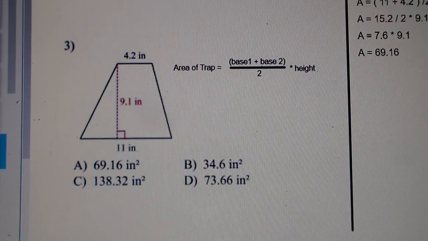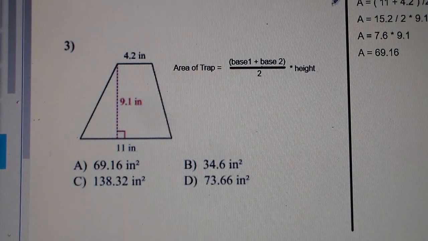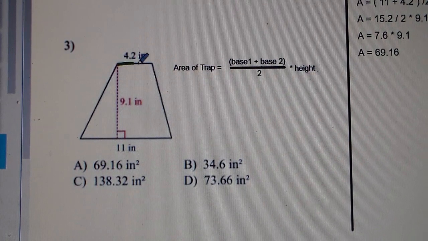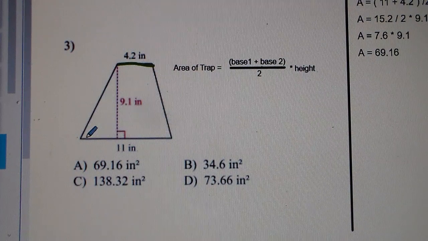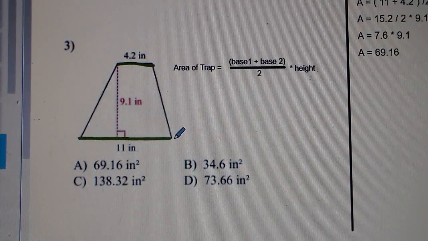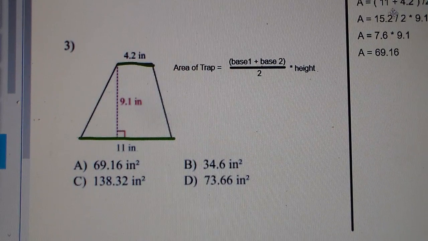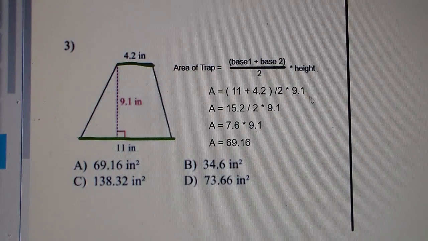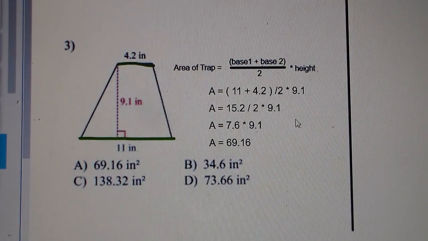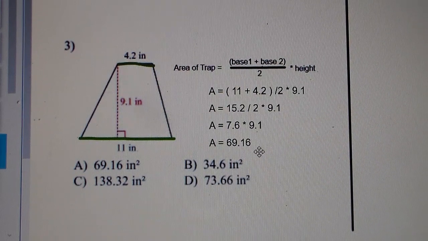Look at number 3. Same story. Our bases are 4.2 and 11. Add them up, divide by 2. And then multiply by 9.1. And we're going to get an answer of 69.16.